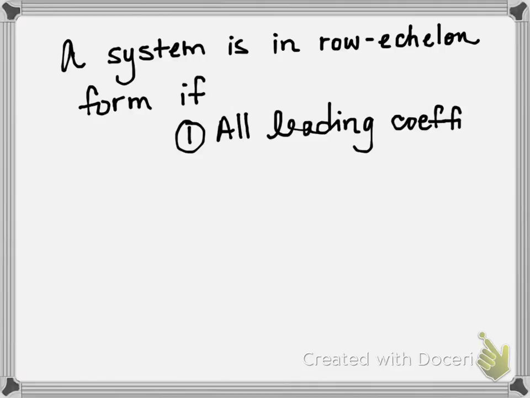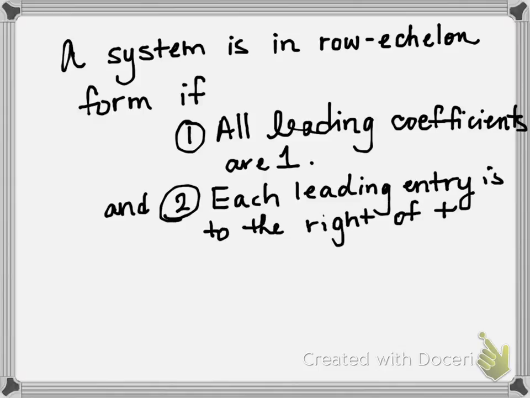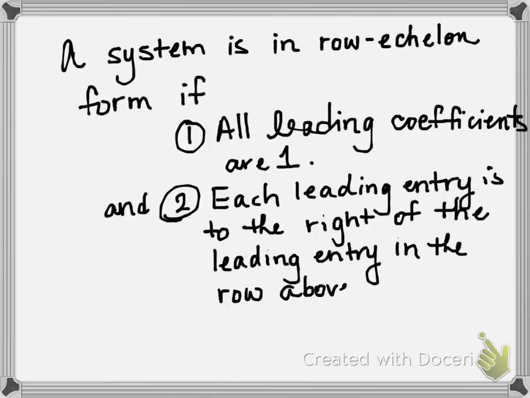So a system is in row echelon form if it has two characteristics. One is that all its leading coefficients are 1. That is, if we write each of our equations with our variables in a certain order, like x1 comes first, and then the x2 term, and then the x3 term, etc., we want all the leading coefficients, meaning the first non-zero coefficient that we come to, to be 1. And we want each leading entry to be to the right of the leading entry in the row above it.